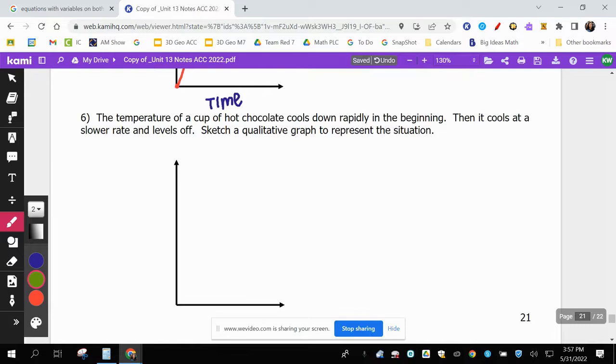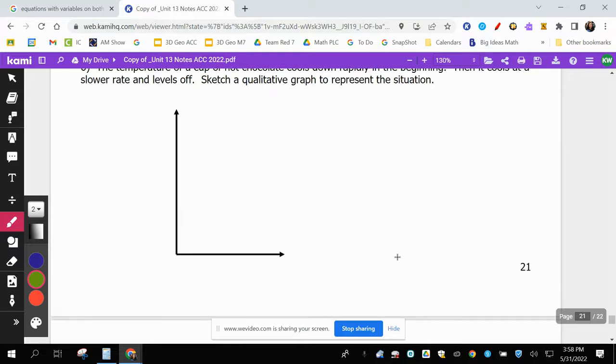The temperature of a cup of hot cocoa cools down rapidly in the beginning. Then it cools down at a slower rate and it levels off. Because if you think about it, the cup of hot cocoa is not going to just keep getting colder and colder until it's an ice cube. It's going to get colder until it's room temperature, and then it's going to level off. Sketch a qualitative graph to represent the situation.